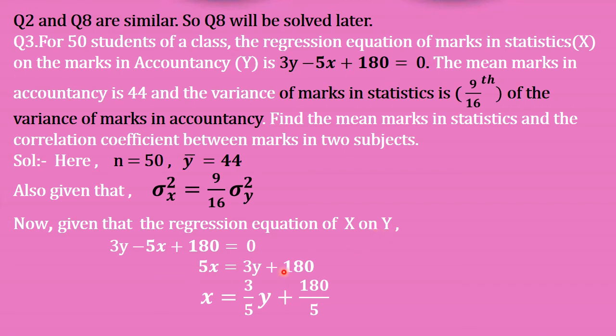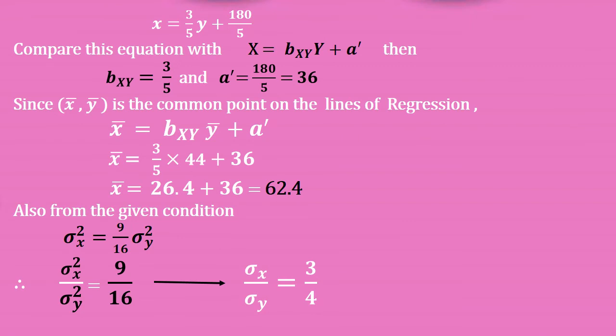So we will separate the x and y terms to the right hand side with the constant term. So 5x is equal to 3y plus 180. So x is equal to 3 upon 5 y plus 180 upon 5. I hope you understood the method. That is, we remove this 5 by dividing throughout by 5. Now, compare the obtained equation with the general equation, that is x is equal to bxy into y plus a dash. That is the general equation of regression of x on y.